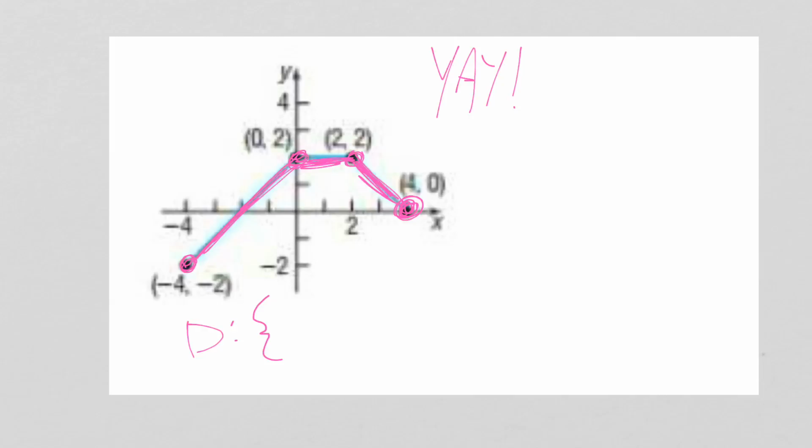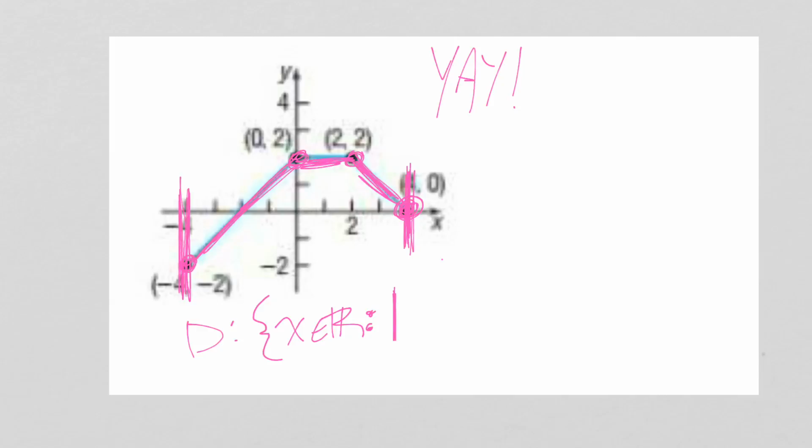All right. Domain, we're talking about x values. We're talking about x values in the set of real numbers. And specifically, which x values are we referring to? Well, we have a left limit over here where the leftmost x value is -4, and then we have a right limit over here where the rightmost x value is +4.